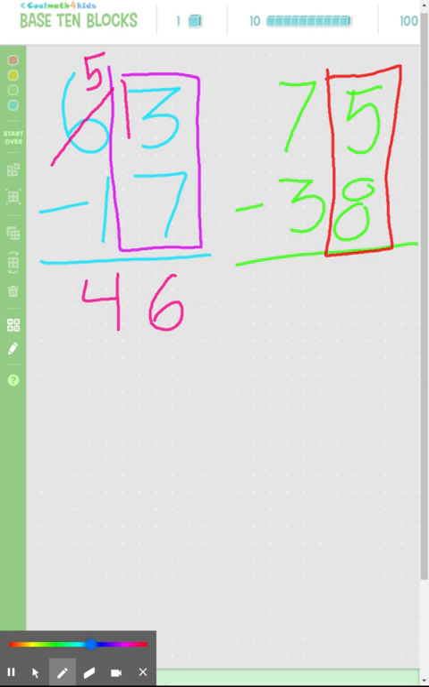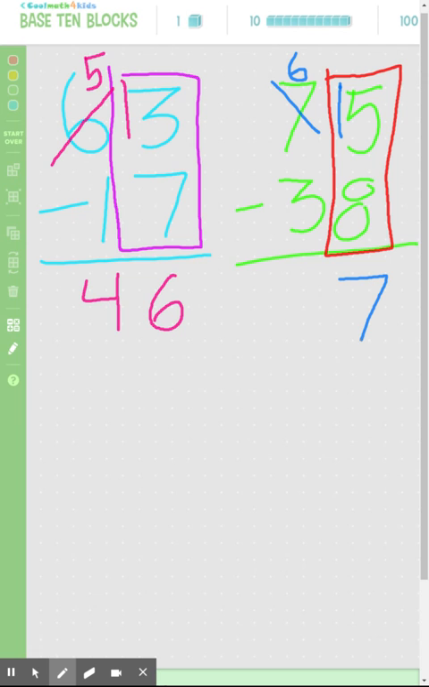And then we're going to look at 5 take away 8. We can't do that because 8 is bigger than 5. So if I have 5, I can't take away 8. So I'm going to ask Mr. 7 if we can borrow from him. He says no problem. So he goes down to a 6. And we move that one group of 10 over here. 15 take away 8 is 7. And 6 take away 3 is 3.